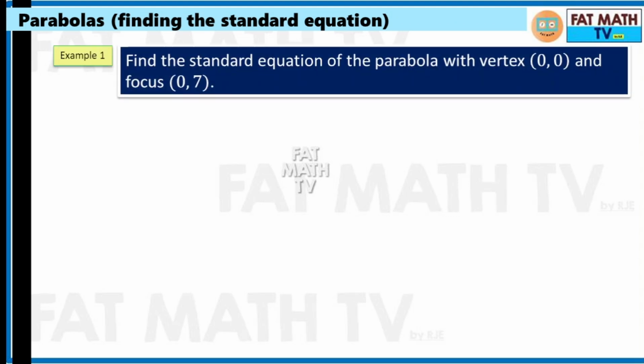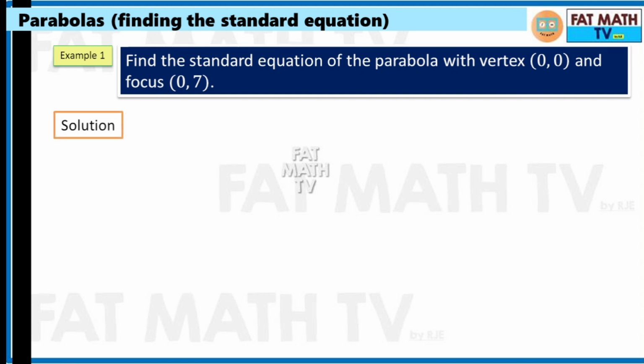Let's have example number 1. Find the standard equation of the parabola with vertex (0, 0) and focus (0, 7). So first, we need to identify where the parabola opens, because for us to find the equation, we need to know the vertex (h, k), which is given here in the problem. And then we also need c, the distance between the vertex and the focus, and where the parabola opens. We need to know where it opens.